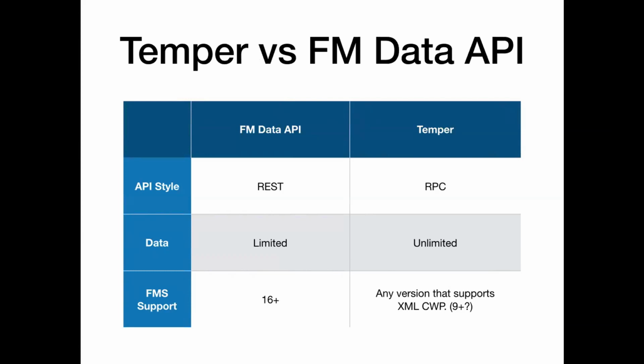The other difference that I think is important is that the FileMaker Data API only works with FileMaker Server 16 and up. Temper will work, in theory, with any version of FileMaker Server that supports the XML Custom Web Publishing API, which I went back and tried to figure out when that was first introduced, and I really think it started in 9. It's been so long ago. I can't guarantee that you'll be able to use Temper with FileMaker Server 9, and if you're running FileMaker Server 9, you've probably got bigger issues. But it is important to know that if you're running on an older version of FileMaker Server and you need an API that's powerful and flexible, Temper may be a good solution or option for you.